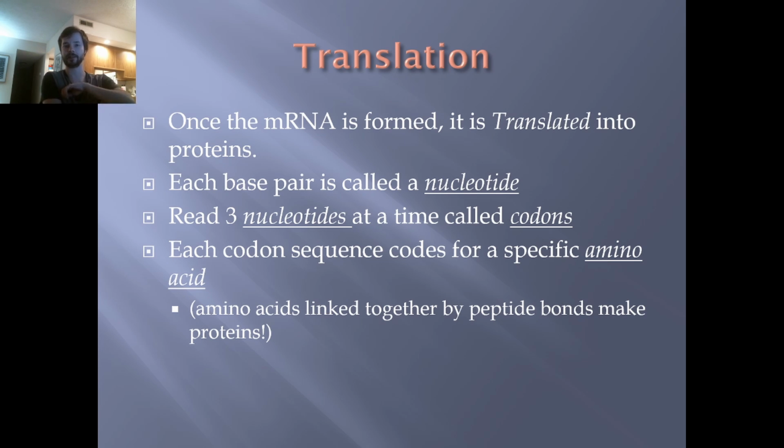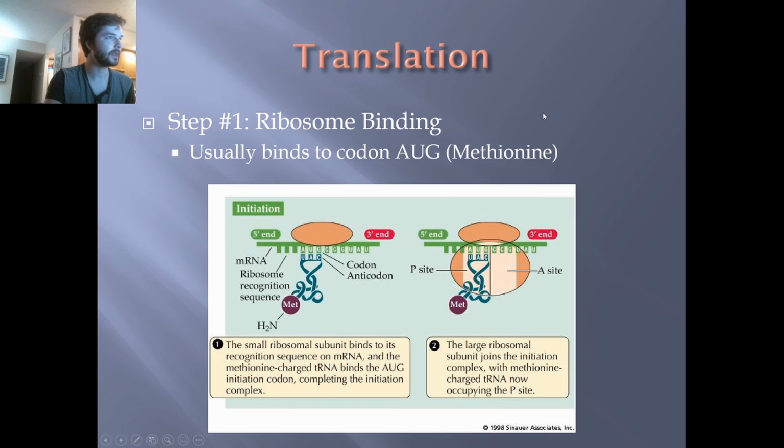So you can think of it like letters in an alphabet. You've only got 26 letters in the English alphabet. However, you can make millions of different words that all mean very, very different things. It's the same idea here. You've got 20 different amino acids, but there's a lot of different ways that you can get those 20 different amino acids. So here's how this works.